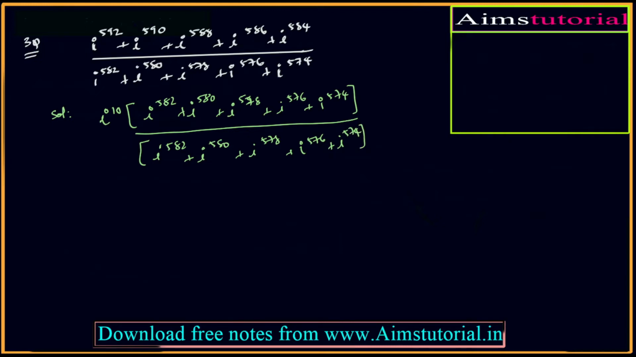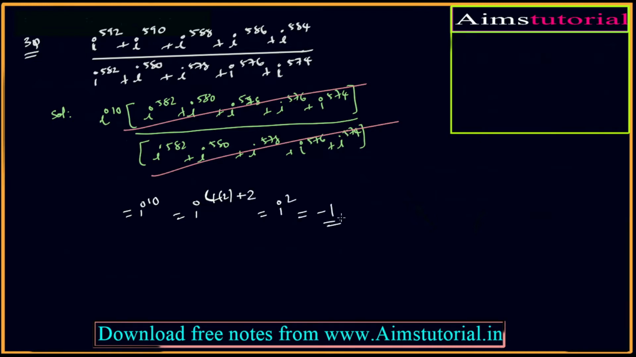Now if you observe, the numerator and denominator are both the same, so they get cancelled, and just I power 10 remains. So I power 10, 10 we can write as 4 into 2 plus 2, that is I square. And I square is minus 1. Therefore the value of the given expression is minus 1.